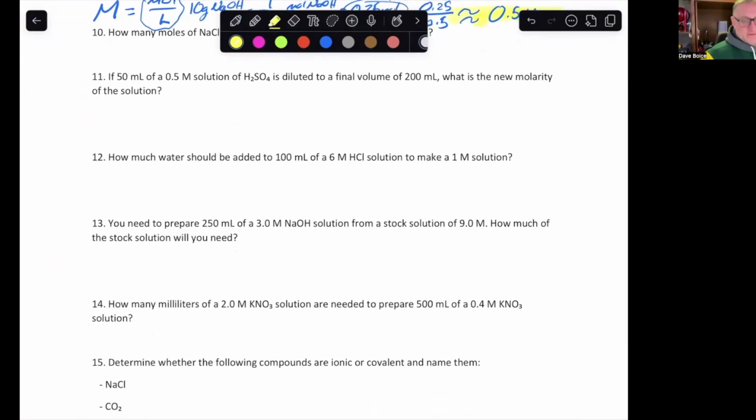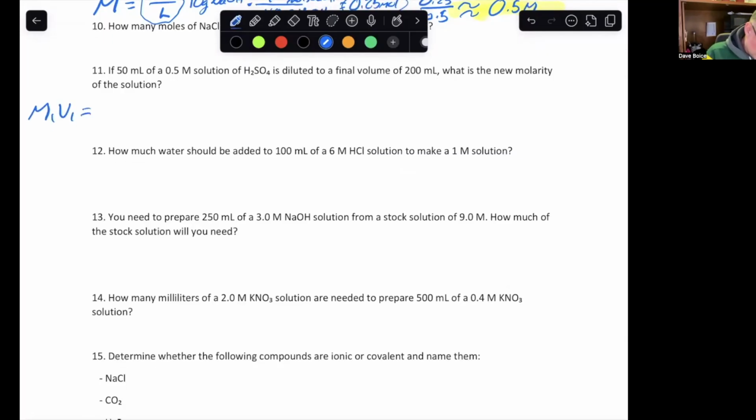Okay, if 50 milliliters of a 0.5 molar solution is diluted into a final volume of 200 milliliters, what is the new molarity of the system? Well, very first thing I want to do is rewrite the equation. This is just me, but I think especially in this case it helps. So this is how we do a dilution. Now I'm starting with if 50 milliliters, and so I get a volume, and a molarity is diluted into a final volume. So I have another volume. What is the new molarity?